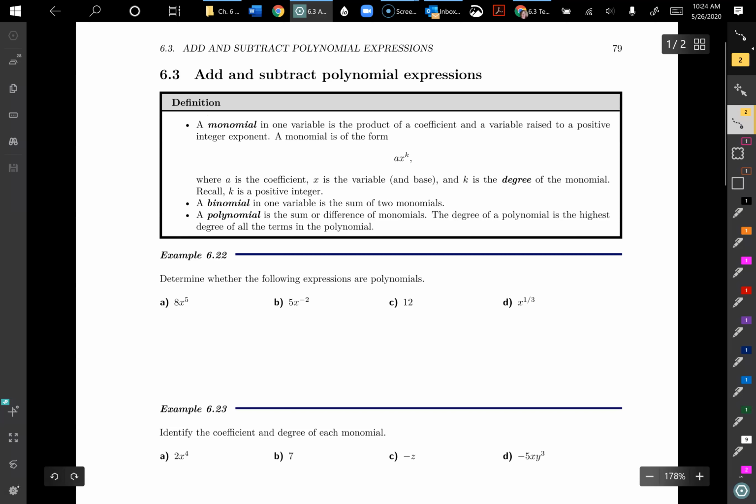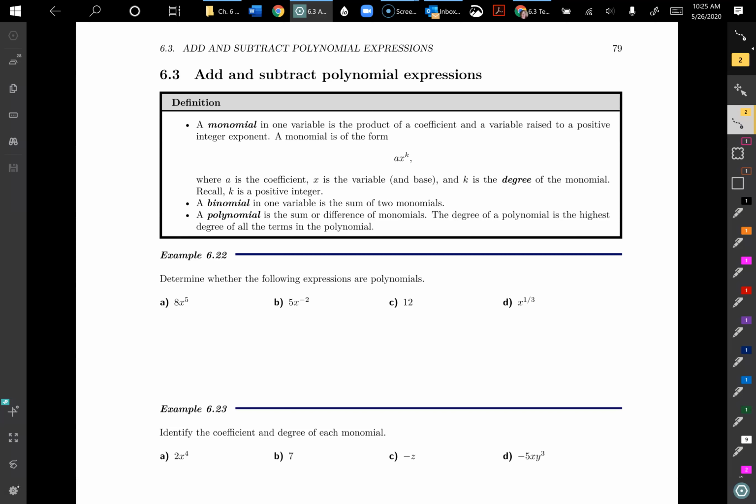A monomial in one variable is the product of a coefficient and a variable raised to a positive integer exponent. A monomial is of the form ax to the k, where a is the coefficient, x is the variable, or we call it the base a lot of times, and k is the degree of the monomial. Recall k is a positive integer.